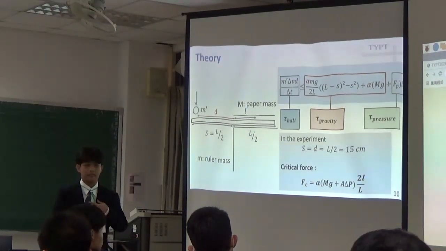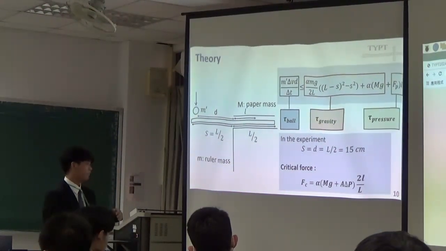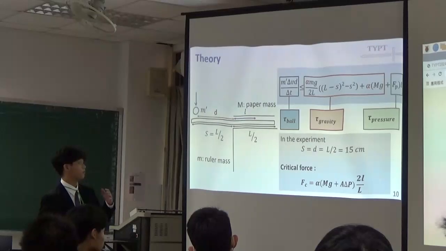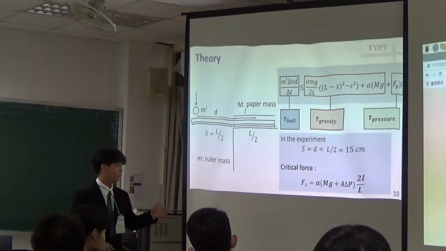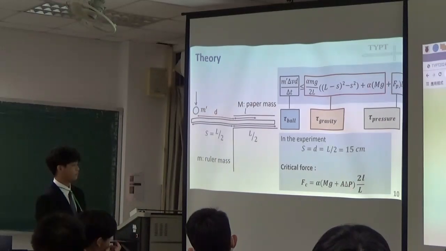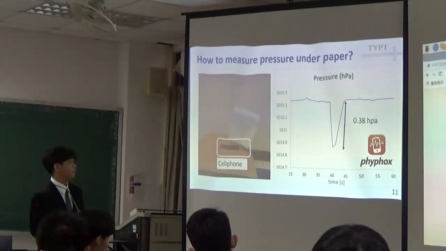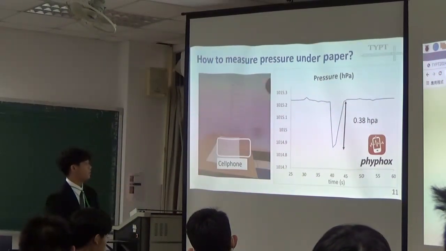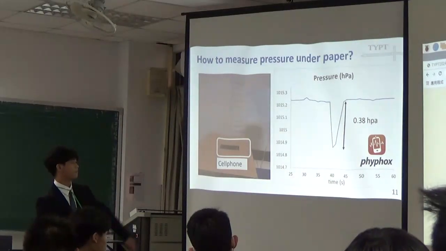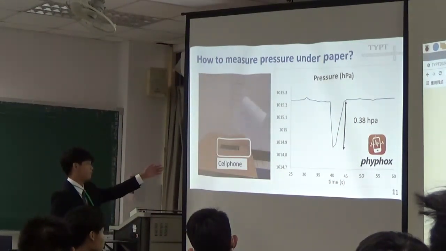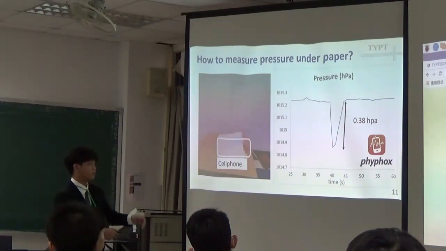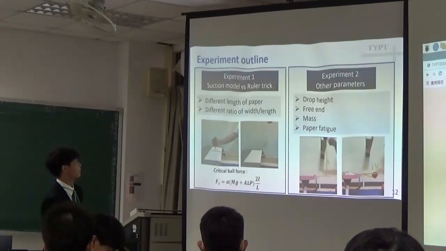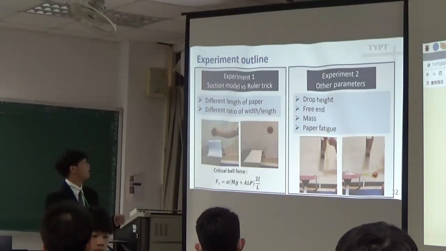Because our goal is to analyze how much force is needed to make the ruler flip, in the experiments I control S equal to D, equal to half of the ruler. So the critical force can finally be expressed with this formula. And here's how we measure the pressure difference. I place the cell phone on the table like this, and then we use Phyphox to get the pressure difference. From the chart, you can see that when the ruler flips, the pressure experiences a quick drop over here. It is equal to 0.38 hPa.